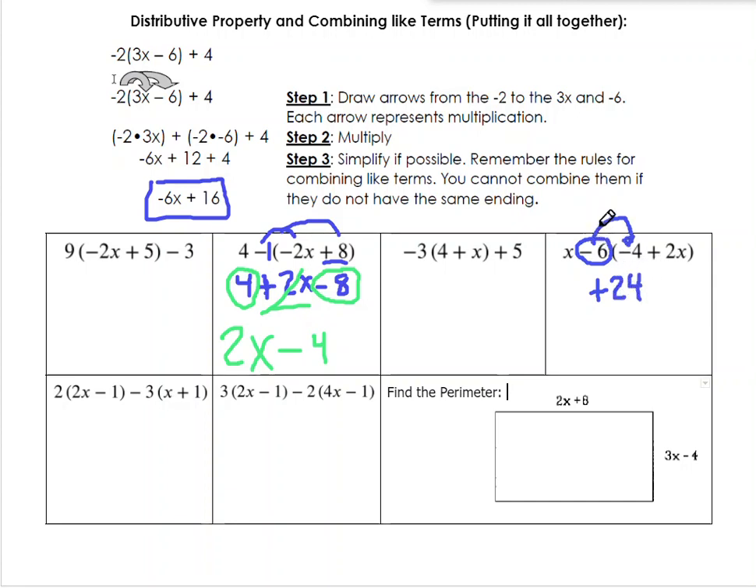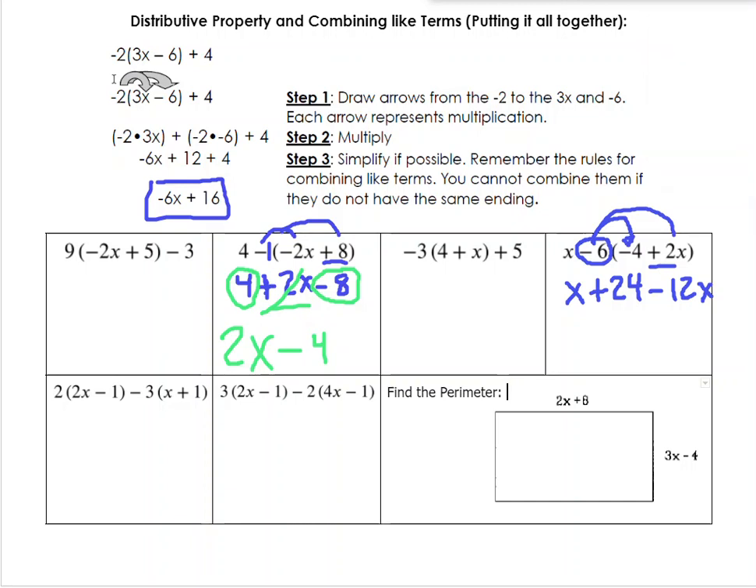And now I gotta do negative 6 times positive 2. Remember, the sign in front stays with that. Negative times a positive is a negative. 6 times 2 is 12. So that would be negative 12. And that 2x had an x, so I have to keep that x with it. And then I can just bring down this x that was up above.